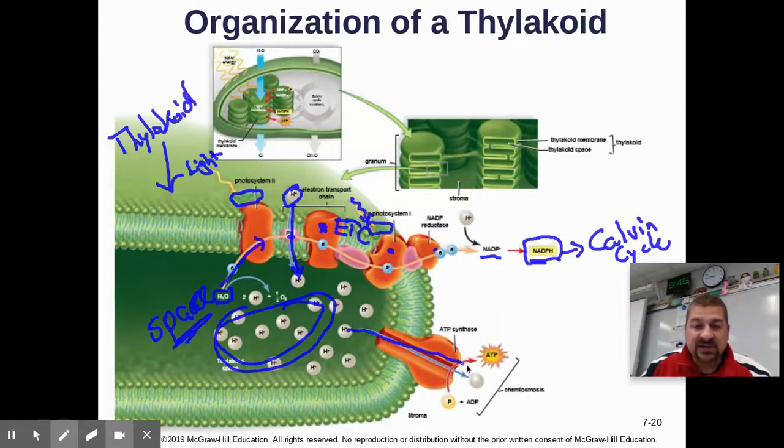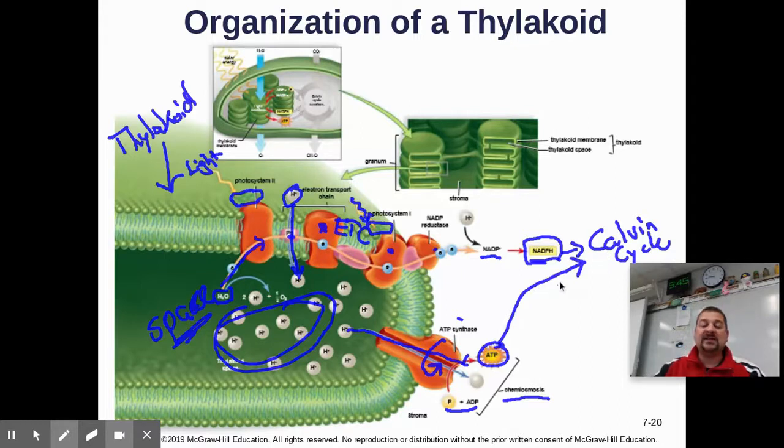All these hydrogens can escape through our ATP synthase, which is going to cause it to turn ADP and an inorganic phosphate into ATP, which is chemiosmosis, or chemiosmotic phosphorylation. And that ATP, along with the NADPH, will also head to the Calvin cycle as well.